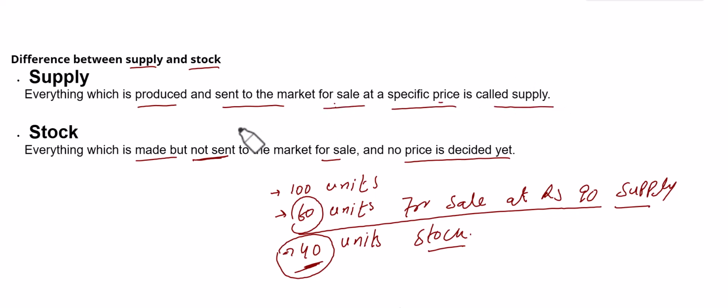is called supply, and stock is that commodity or that number of units which are produced by the producer but are not available in the market for sale. You cannot buy that product because it still remains in the warehouses. So anything which is produced but not available in the market is called stock, and anything which is produced and available in the market for sale at a certain price is called supply.